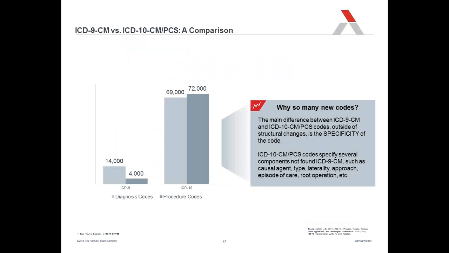So why so many new codes? The main difference between ICD-9-CM and ICD-10-CM-PCS outside of the structural changes is really the specificity of the code. ICD-10-CM-PCS code specifies several components not found in ICD-9, such as causal agent, type, laterality, approach, episode of care, and route of operation. In this diagram, you can see the number of procedure codes far outstrips the number of diagnosis codes in ICD-10 because of the ability to capture all of those elements that were mentioned earlier.